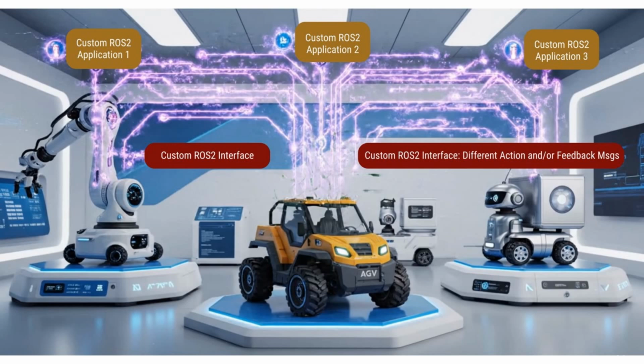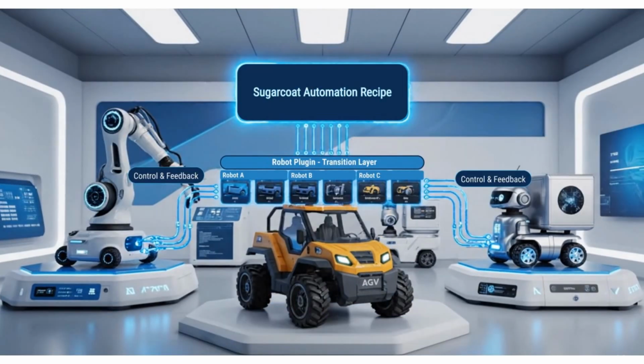Now, if you are using traditional ROS2 packages, you will need to perform some code changes in order to handle each new interface type created for a specific robot, which creates a sort of a lock-in for your automation recipe. Now in Sugarcoat, these robot plugins act as the translation layer which sit between your Sugarcoat application and the robot's hardware with all of its custom interfaces, which allows you to write your automation recipe once using standard types, then switch robots or switch interfaces by simply changing the plugin that you are using.